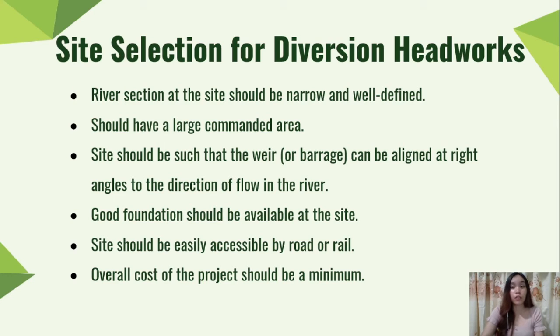Site selection for diversion headworks. The first one is that the river section at the site should be narrow and well defined. The second is that it should have a large commanded area. And the site should be such that the weir or the barrage can be aligned at right angles to the direction of flow in the river.